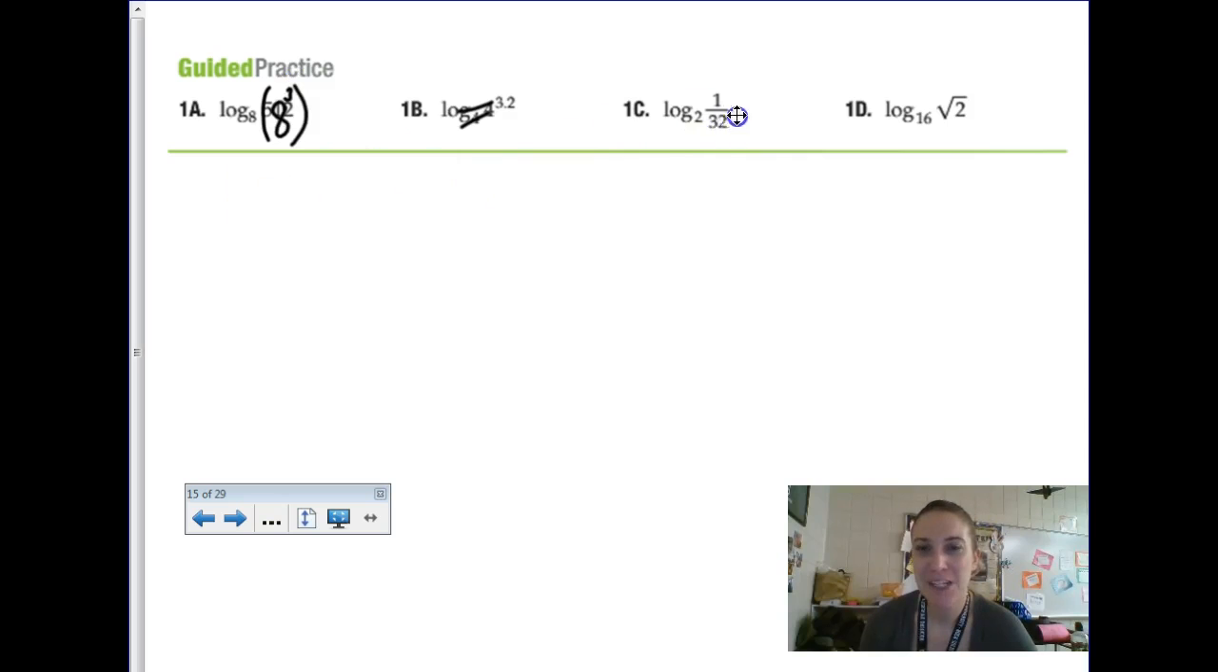All right, here, you're going to have to rewrite 1 over 32 as a base 2. So in order to make a 2 a 32, that would be 2 to the 5th power. But in order to flip it to a fraction, you're going to have to make that a negative 5. So the answer is negative 5.